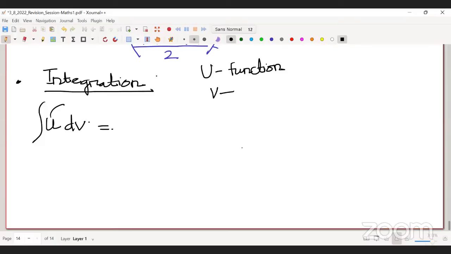Am I audible? Yes, sir, you are audible. Integration of u dv is uv minus integral of v du. Yes. This is fine, but how do you choose this u and v? How do you choose?